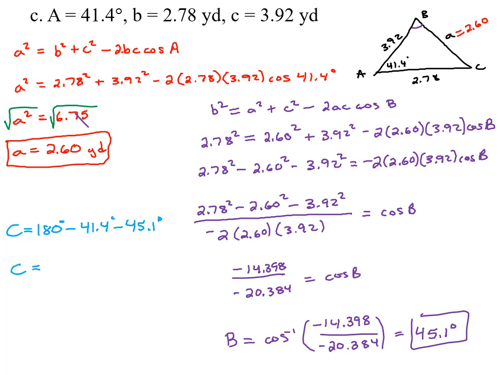And so we'll type that in the calculator. 180 minus 41.4 minus 45.1 gives me 93.5. And that's my missing angles and my missing side. So hopefully this isn't too bad. This is a little bit more work than the law of sines, but it's not terrible if you get it down.